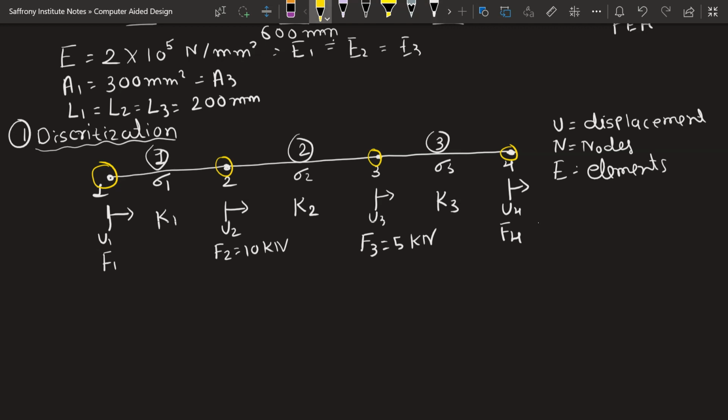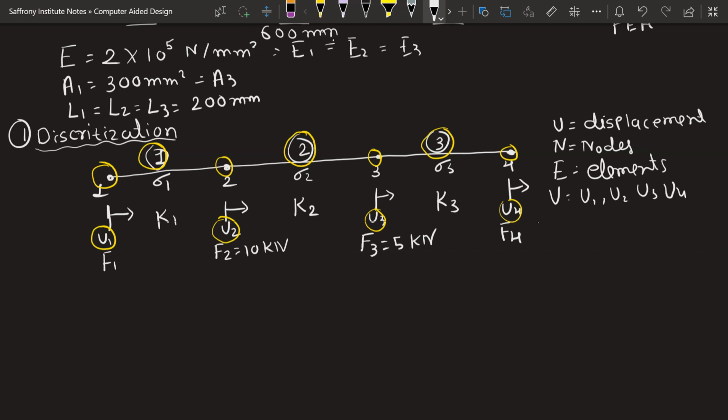So where are those elements? These elements are element number 1, element number 2, element number 3. Then what have we determined? We have determined the displacements U1, U2, U3, U4. So where are those? The displacements are here, U1, U2, U3, U4.